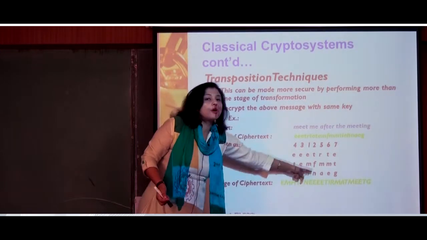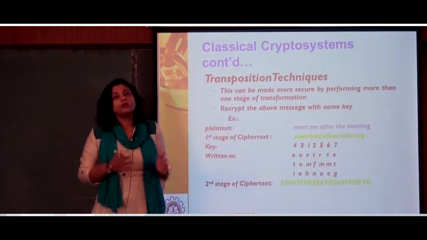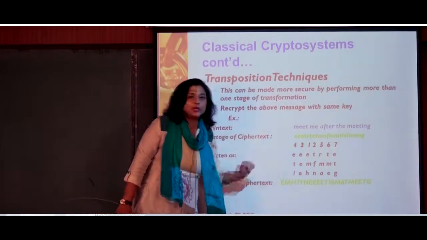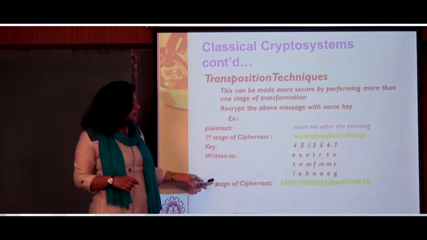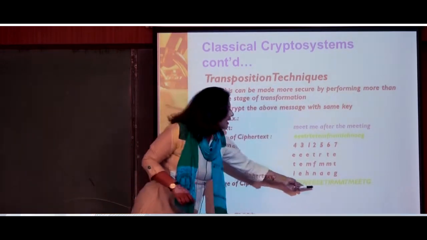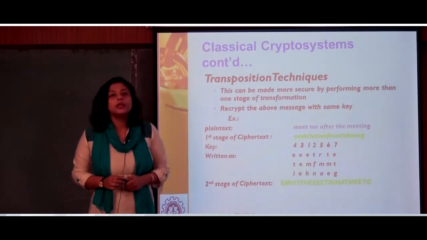So again you form the same rectangle row by row and read them out column by column based on the key letters that is given to you. And ultimately, after the second stage, we arrive at this ciphertext, which is now very complex for anybody to understand.